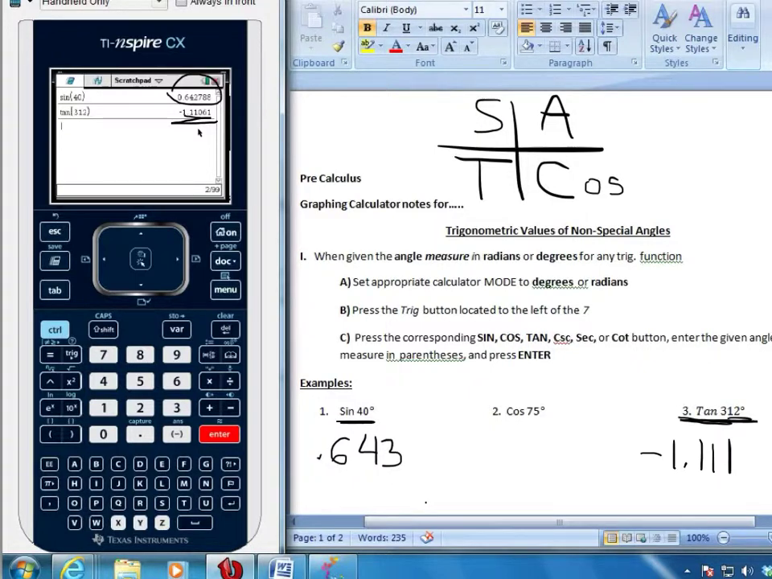That's pretty much all you do. Now make sure when you do these ones, you hit sine, cosine, tangent, cosecant, or cotangent. Don't hit inverse. On the back side, when you find the angles, that's when you have to hit inverse. Okay? So let's go to the back side.